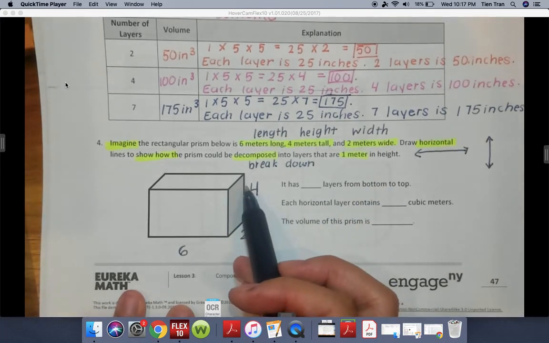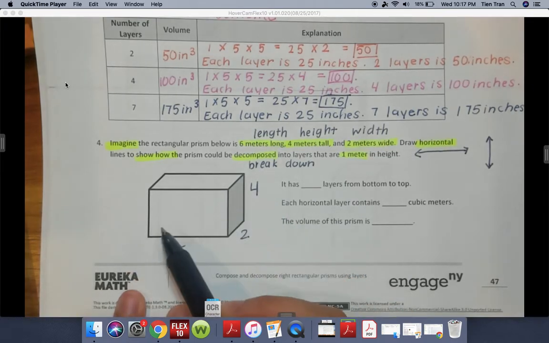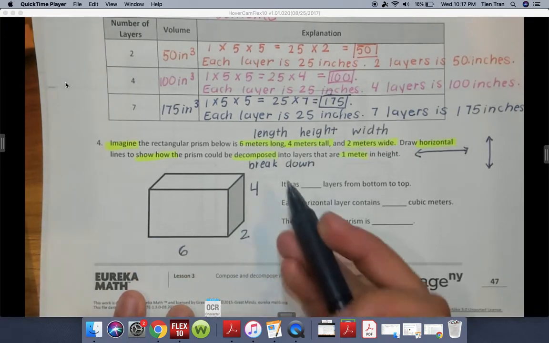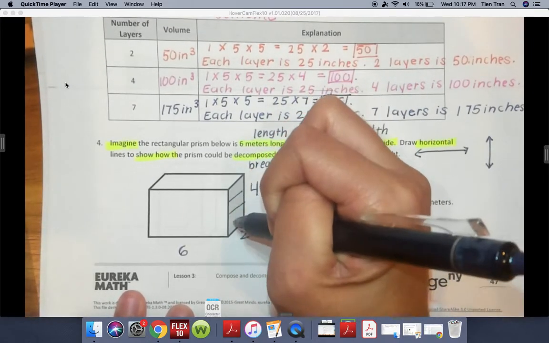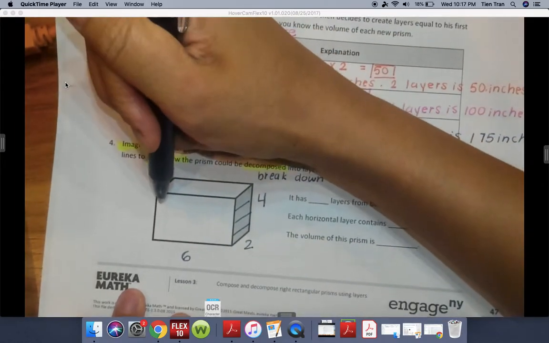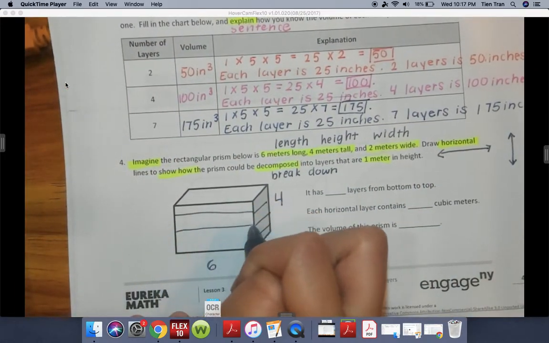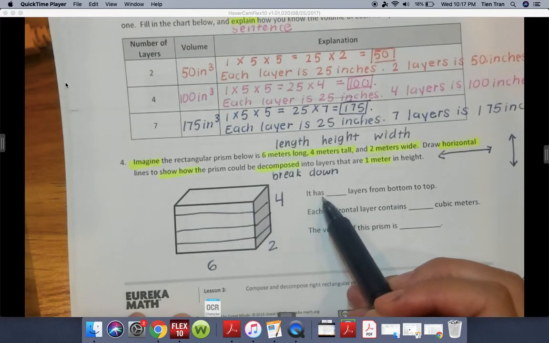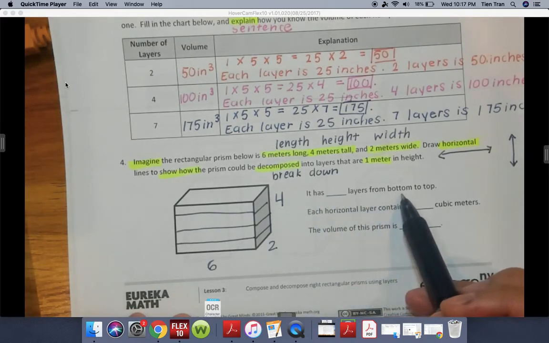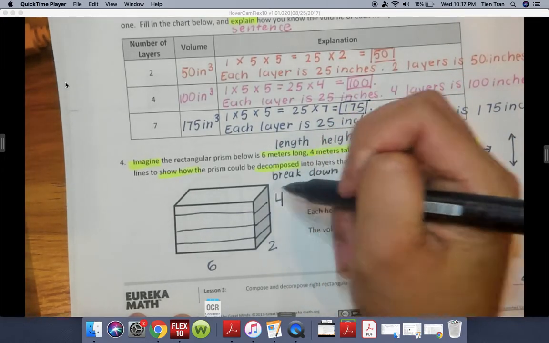In order to do that, I'm looking at this number 4. It's telling me how many layers I need to draw horizontally. So that's what I'm going to do. I'm going to draw 4 lines horizontally. Oh, that's not very straight. Oh well. Okay. So now I have 4 lines. And they're asking me how many layers it has from bottom to top. There are 4 layers from bottom to top.